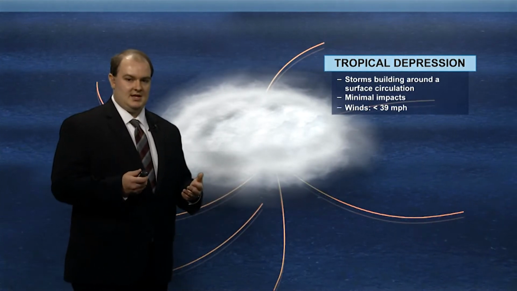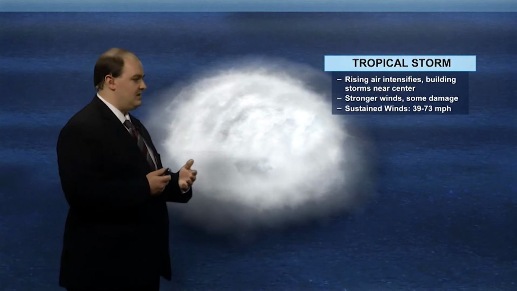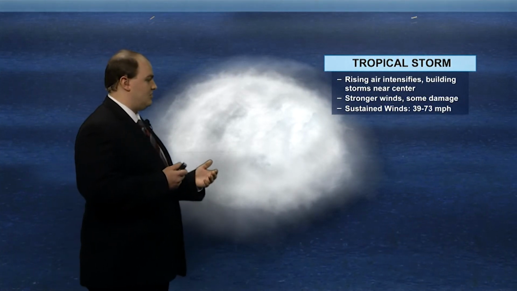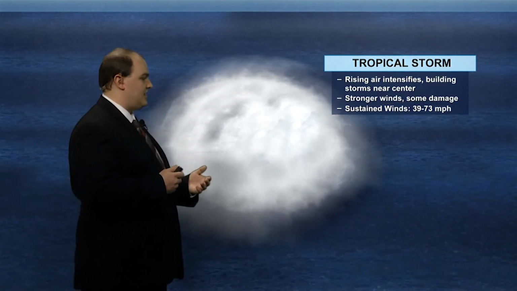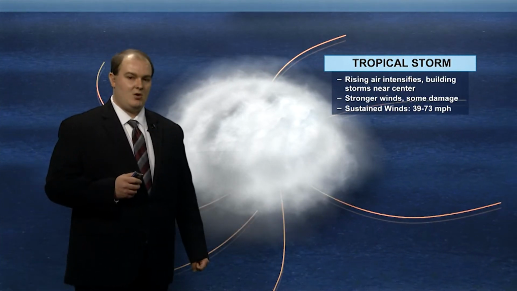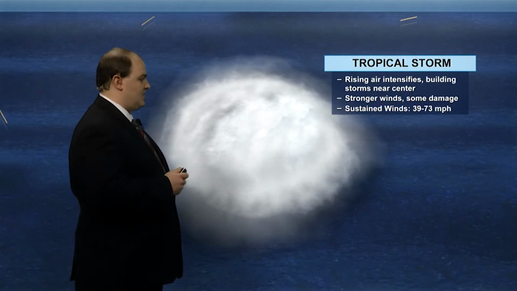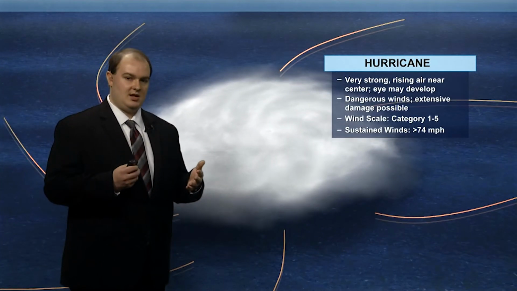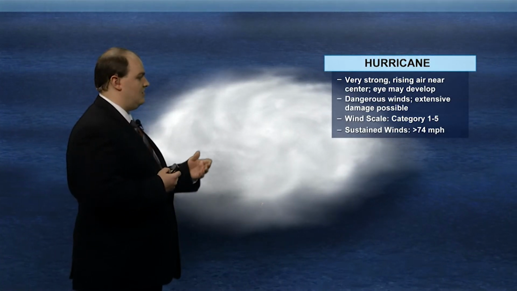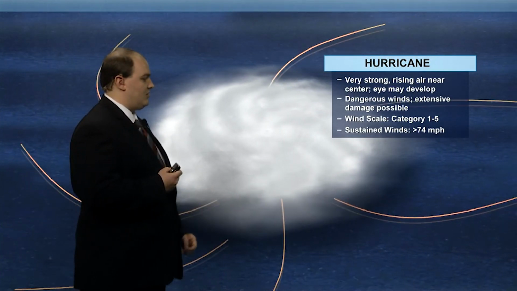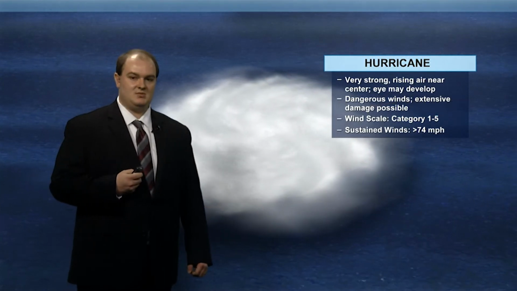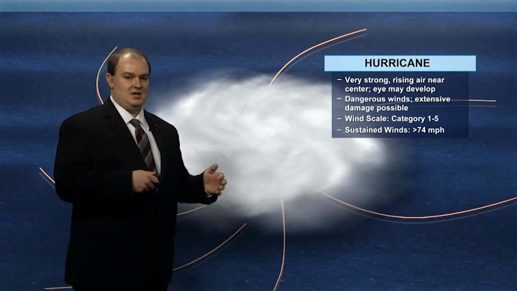And then the next stage is when we start to actually name it. That's the tropical storm. Again, the rising air has intensified, with stronger winds ranging from 39 to 73 miles per hour. Again, that's when we start to name it. Next stage is when it actually reaches what we call an actual hurricane, ranging from Cat 1 to Cat 5 on the Saffir-Simpson scale. Again, Cat 1 is greater than 74 miles per hour. Dangerous winds, extensive damage is possible even at a Cat 1 into Cat 2.